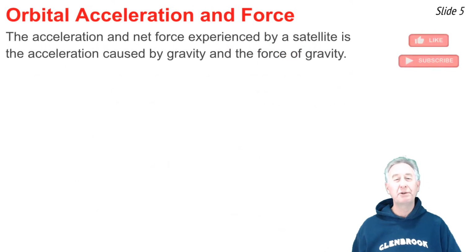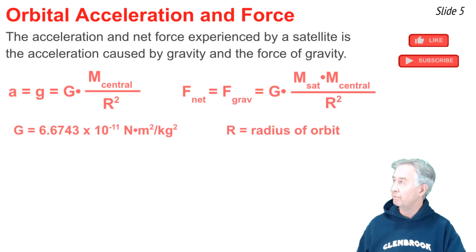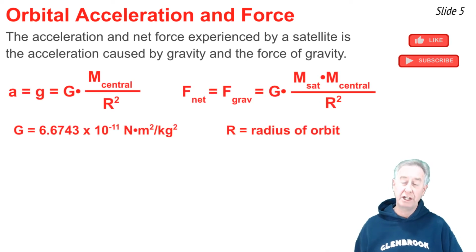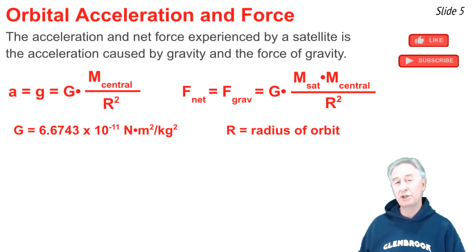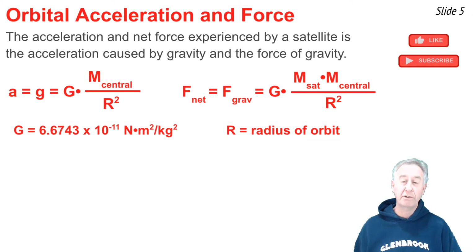Once in orbit, the only force that acts upon an orbiting satellite is the force of gravity, and as such, the acceleration and net force of an orbiting satellite is simply the acceleration caused by gravity, g, and the force of gravity, F grav, which according to Newton's law of universal gravitation is given by these equations, where big G is the universal gravitation constant, the value of which is shown, and r is the radius of orbit.